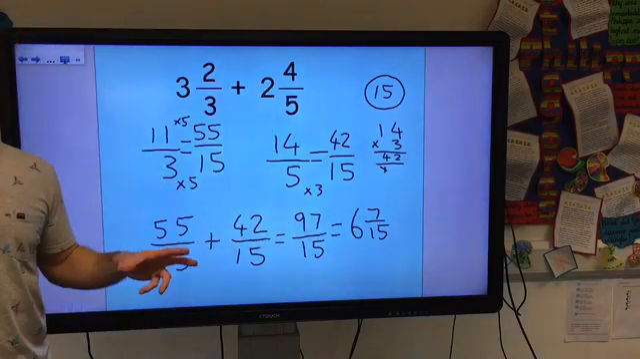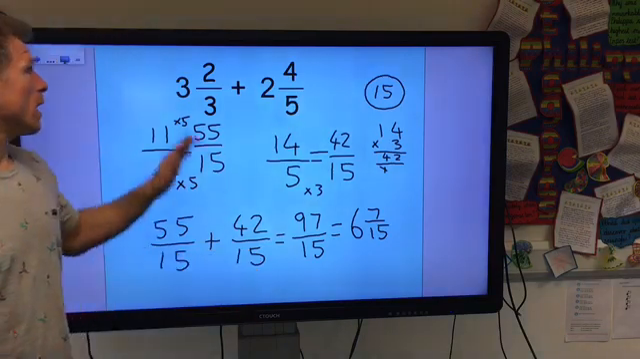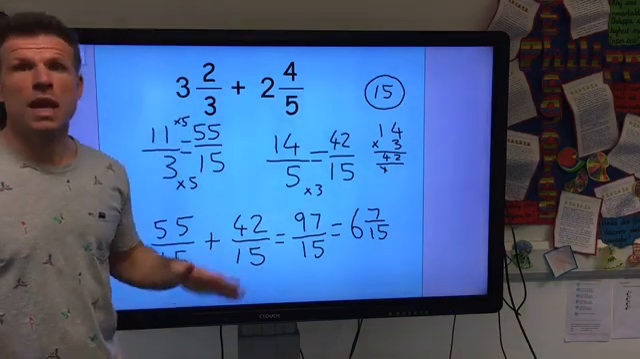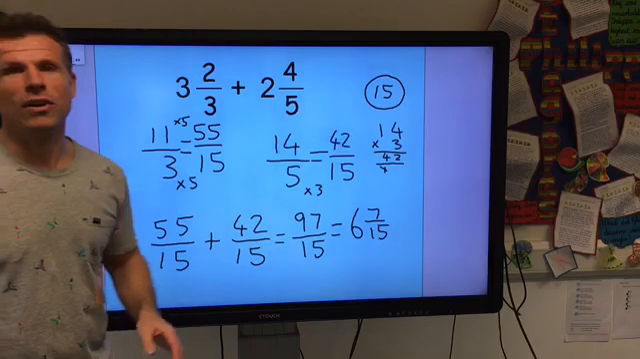Now there are some different ways of doing this. I'm aware that you can add the whole numbers and then add the fractions afterwards. That's absolutely fine. This is just how I like to do it.